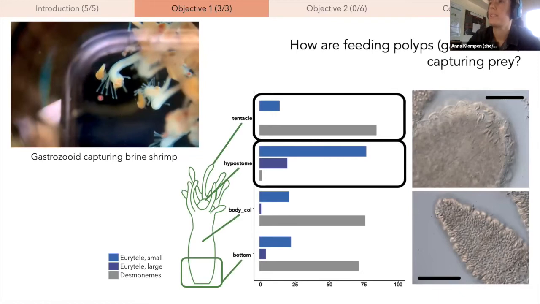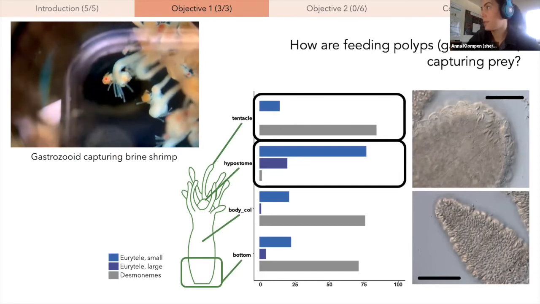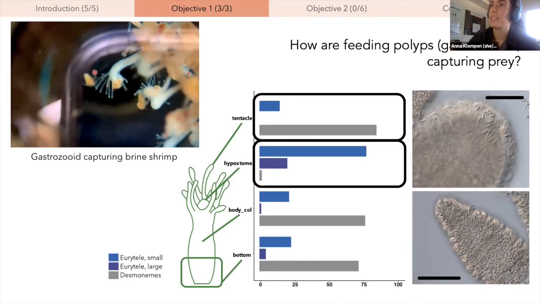So this is one of these feeding polyps, the gastrozoids, and what you're seeing is a little brine shrimp being captured and essentially glued onto the tentacle. Once the stinging cells along the tentacles have fired, this animal is not really going to go away, but it's not going to die either. There have been times where I've seen that if these animals do escape, the brine shrimp will eventually get back to swimming.